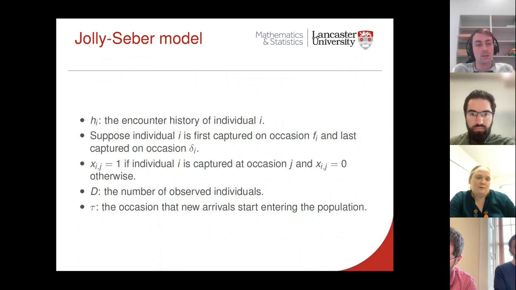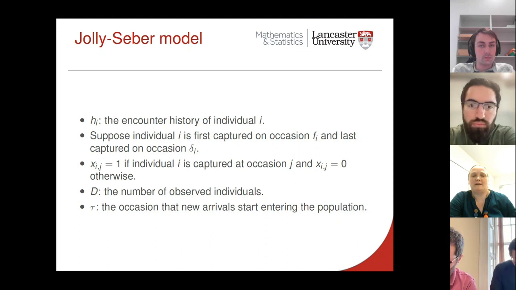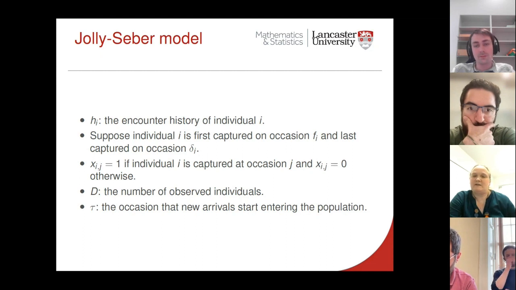For the way that we're going to present this model, it's sometimes useful to be able to pick out each row of that encounter matrix that we have. So we use the notation that h_i corresponds to the encounter history of individual i. So that will be that we're simply taking the row i of the full encounter history matrix.